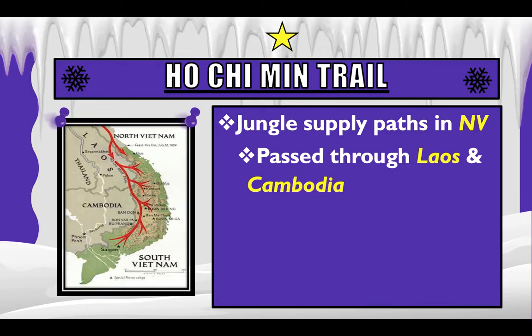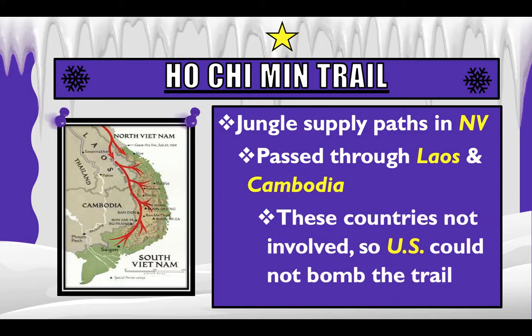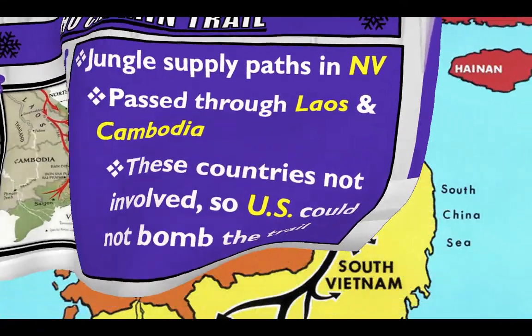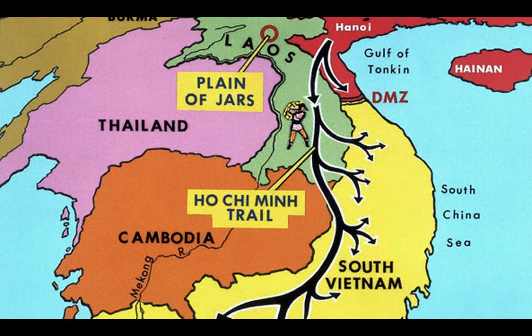The biggest problem, though, is it actually passed through nearby countries like Laos and Cambodia, so it ties the hands of the United States and really limits their ability to bomb them, because the US isn't at war with Laos or Cambodia. They can only obviously bomb Vietnam, so it's very, very difficult for them to stop this supply chain from being used. Just to show you on a map, this is what it looks like. You can see how there are several branches of the trail that break off into Laos and Cambodia.